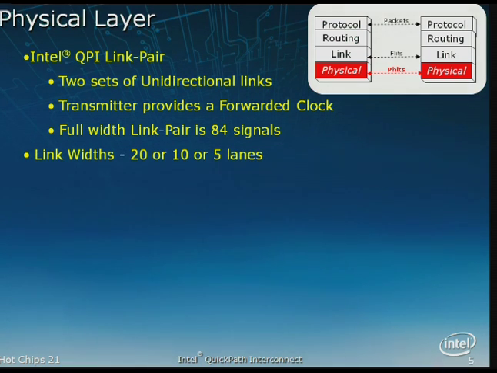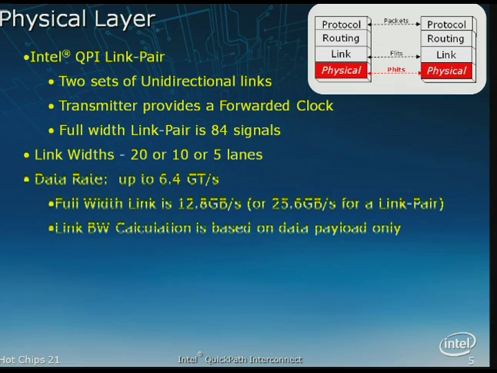QPI provides multiple link widths. And what I refer to as a full width link is 20 lanes wide. Also, we have a half width and a quarter width definitions. The initial products, Xeon 5500 and Bloomfield, basically hit the market with a 6.4 gigatransfers transfer rate. And for us, a full width link is approximately 12.8 gigabytes per second. And the link pair, of course, then would be double that, or 25.6.